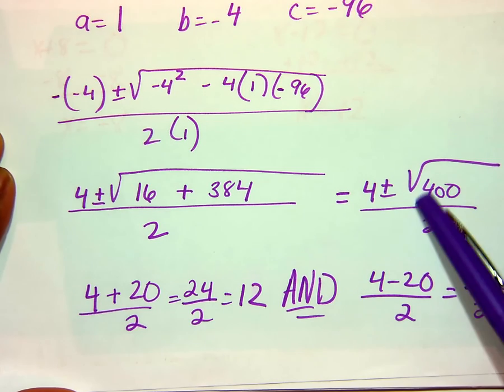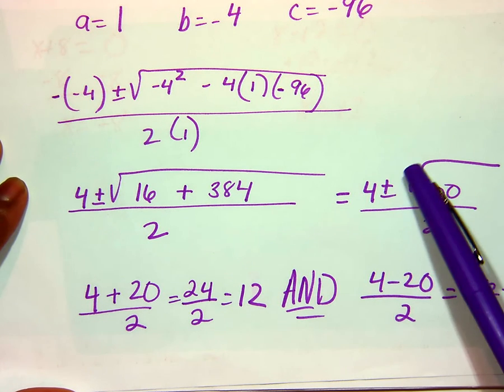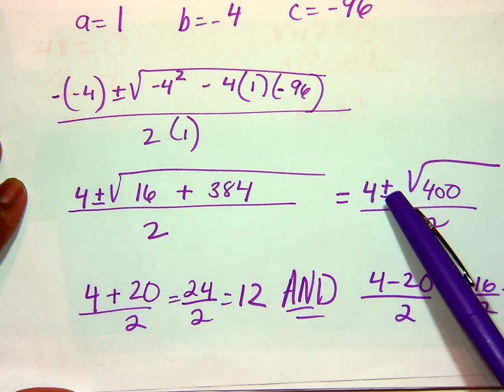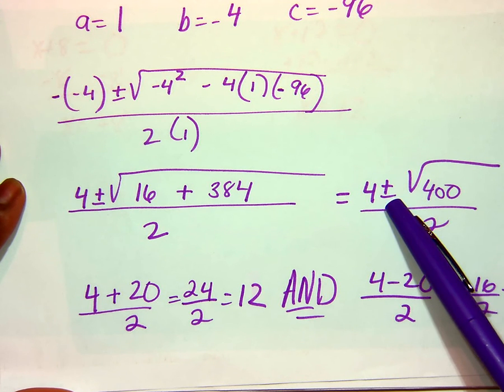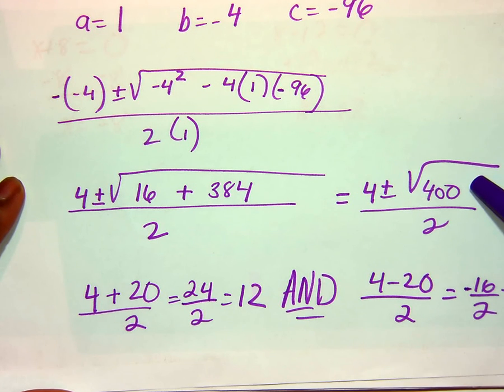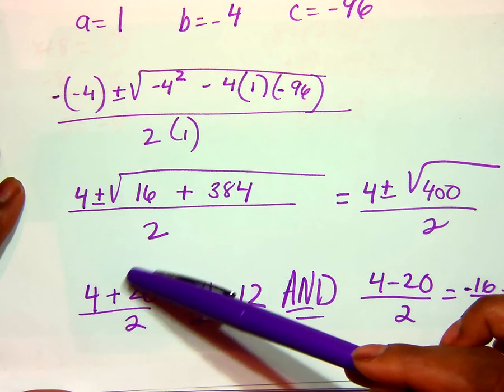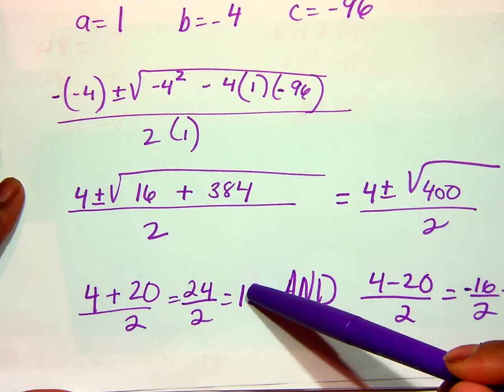Notice how nothing else changed. But this is a perfect square. Now, look at this right here. This indicates that you're going to add and subtract because squares can be both negative and positive. So once we take the square root of 400, that's 20. So let's do the addition first. So we have 4 plus 20, which is 24. 24 divided by 2 gives you 12.